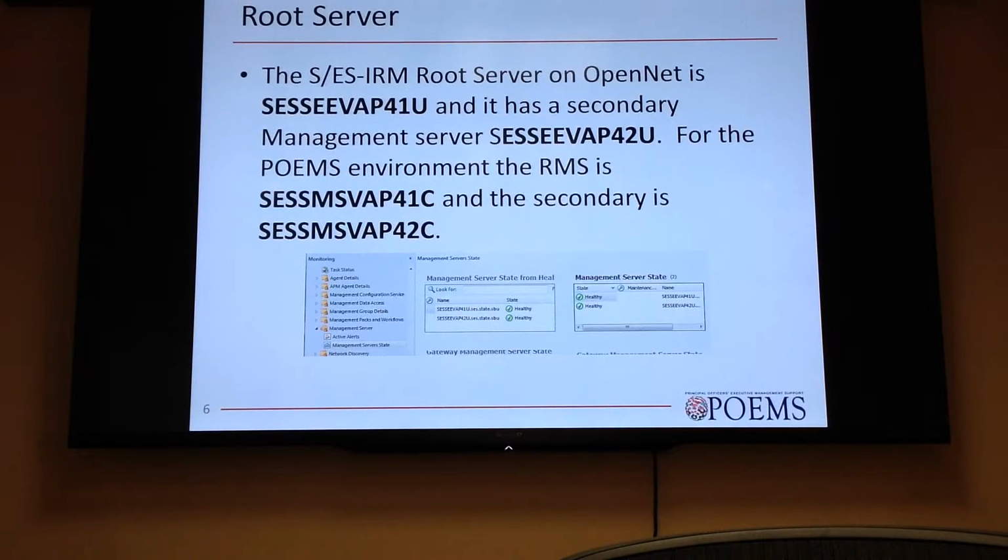For your information, these may change in the future, but as of right now, these are your main SCOM servers: VAP 41 and 42U on the low side, and on the high side, VAP 41 and 42C. The root management servers for both sides are the 41s. The 42s are the other management servers that help share the load between the agents.